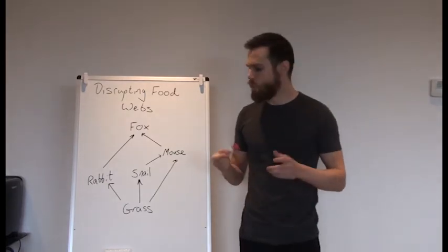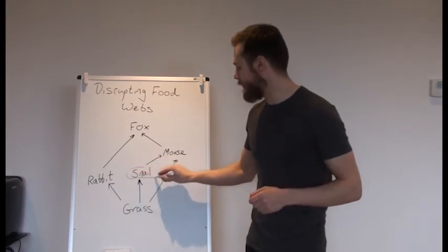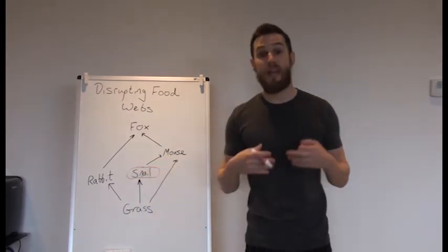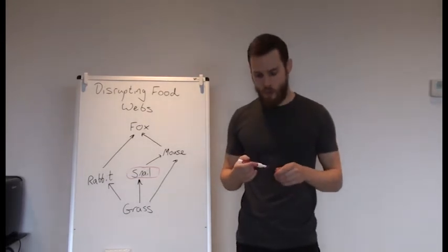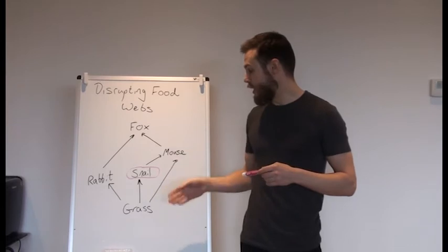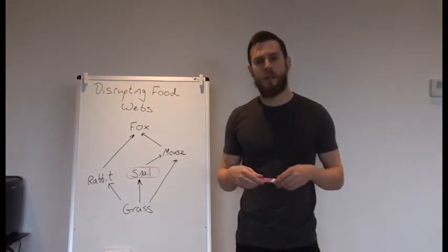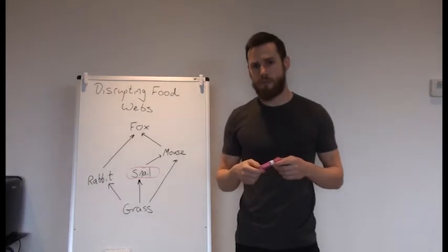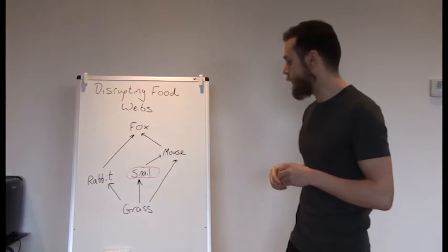So, what would happen to the populations of other organisms if the snail became extinct? So if we remove the snail from the food web, what would happen to the population of grass, mice, rabbits, and foxes? Now, it's very difficult to predict, but we can make certain leaps to work out what would happen.